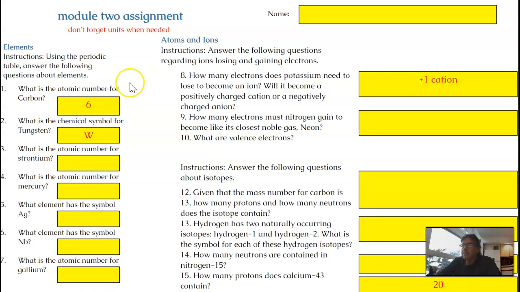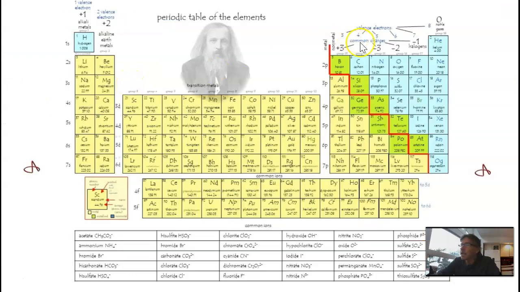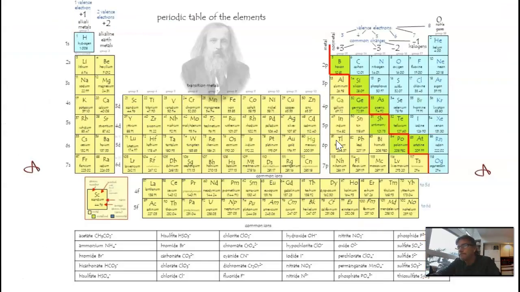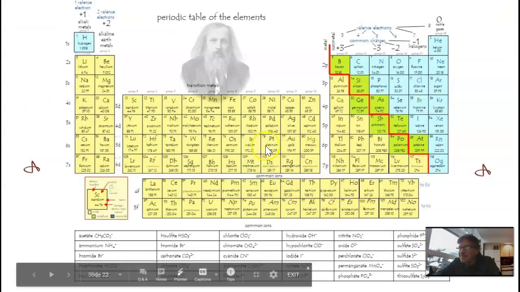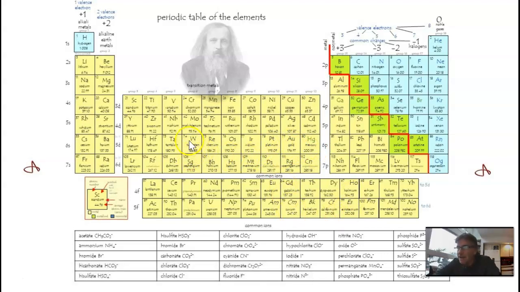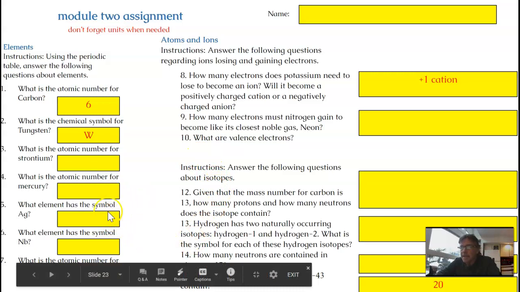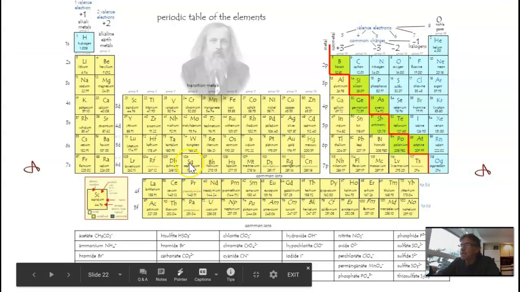What is the atomic number for carbon? Looks like C is right here, atomic number 6. How about tungsten? Tungsten, well, you might not know it has the symbol W, so you just have to find it there. It looks like it has 74 protons, atomic number 74. Oh, let's skip down to what element has the symbol Ag? Ag, excuse me, is right here. That's silver.